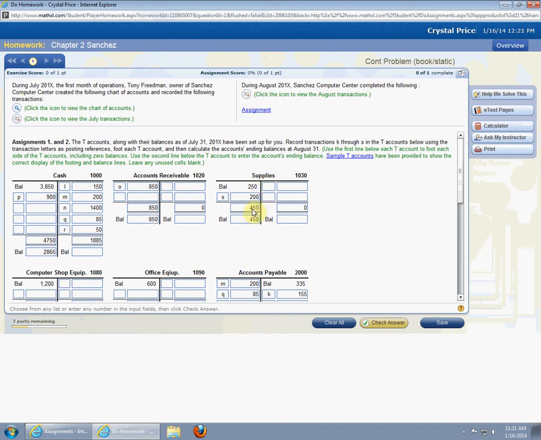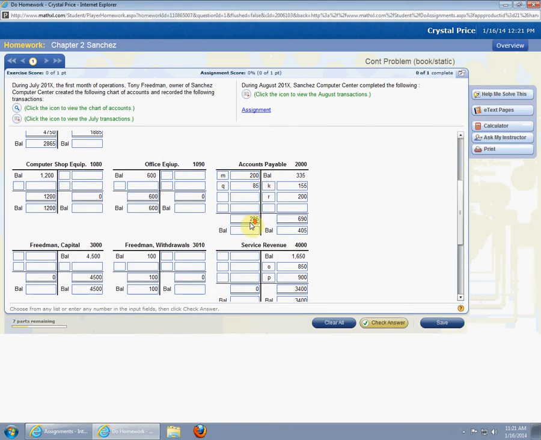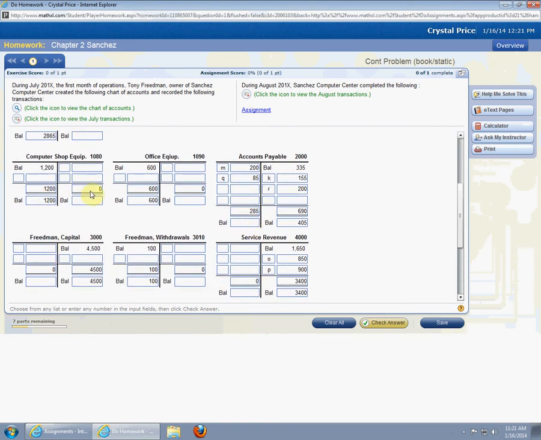Supplies, we brought down $450, and we have zero on the credit side. The balance is on the increasing side, $450. Computer shop equipment, we brought down $1,200, zero on the credit, balance on the debit, $1,200. Office equipment's an asset, so we have $600 on the debit, zero on the credit, balance of $600. Accounts payable, liability, we brought down $285, and we have $690, and it's increasing on the credit side, so our balance should be on the credit side, $405.